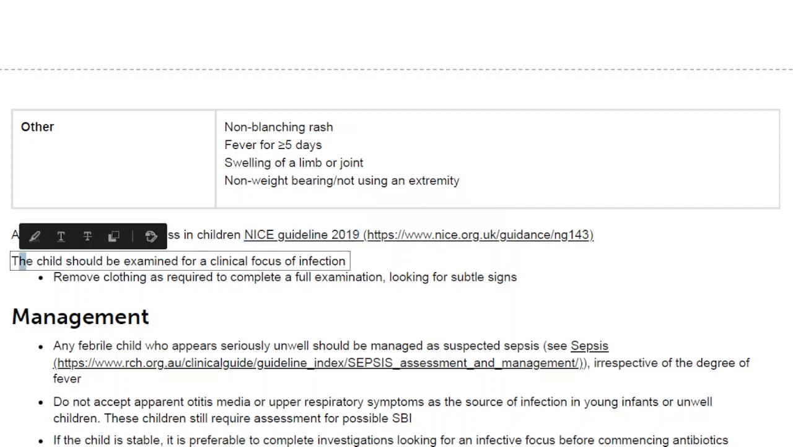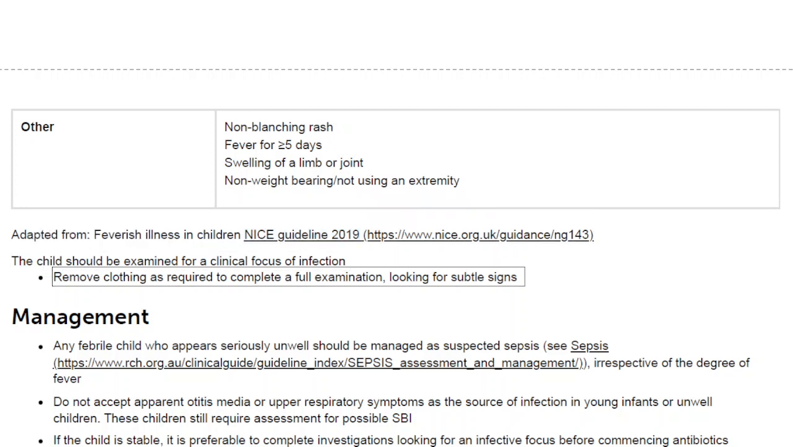The child should be examined for a clinical focus of infection. Remove clothing as required to complete a full examination, looking for subtle signs. Management.